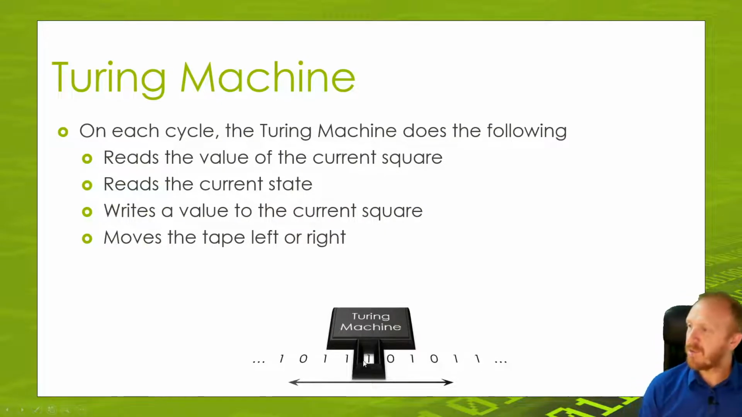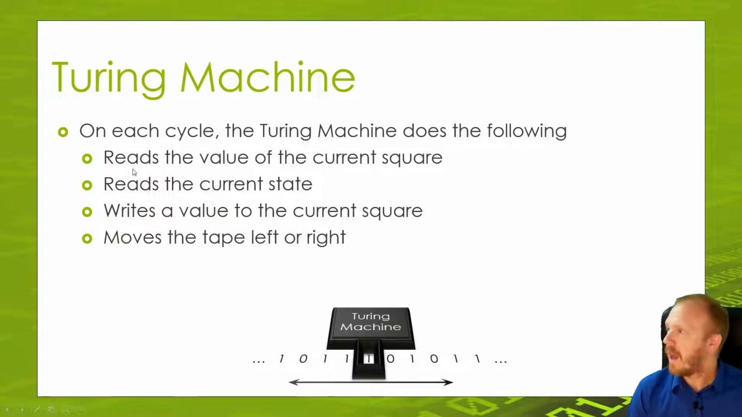So each cycle, each clock cycle essentially, before clock speeds were a thing, it reads the value of the current square, it reads the current state, and then it writes a value and moves one place left or right.